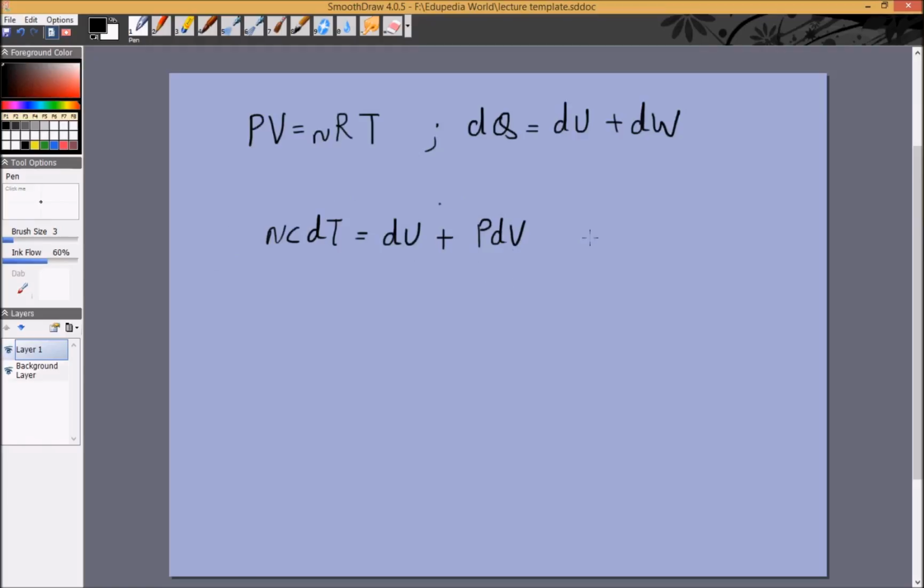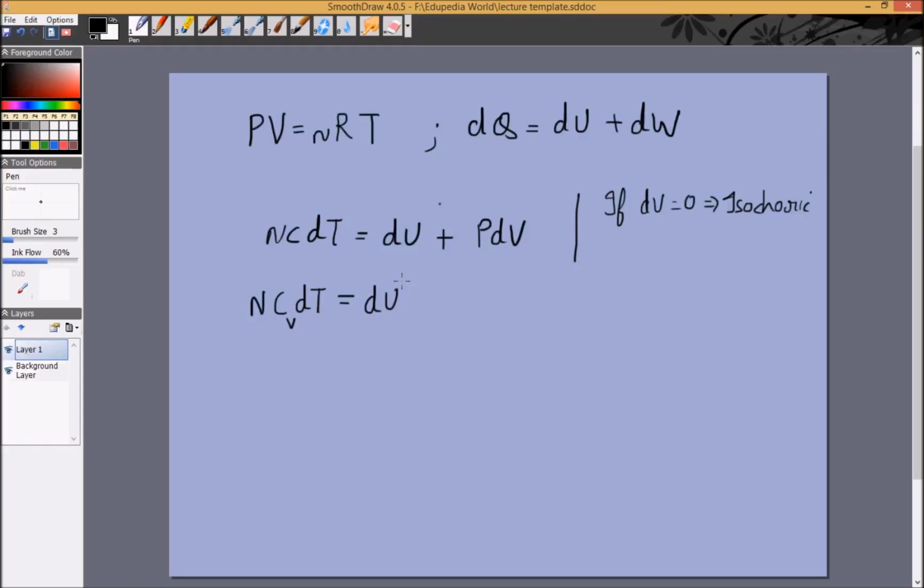Now what happens when dV is 0? If dV is 0, that means the process is isochoric. In that case, this term will be 0, the work done by the gas will be 0, and the equation we get is n C dT, except in this case, since it's an isochoric process, we'll use Cv, the molar heat capacity at constant volume. This is equal to dU. Right?